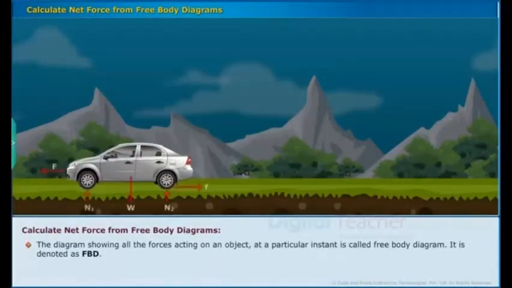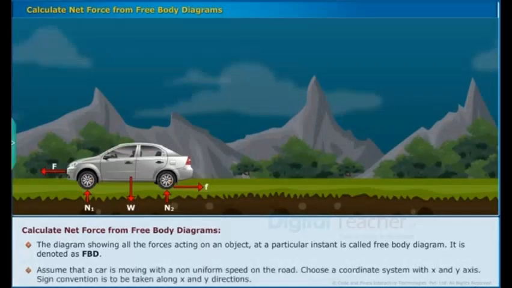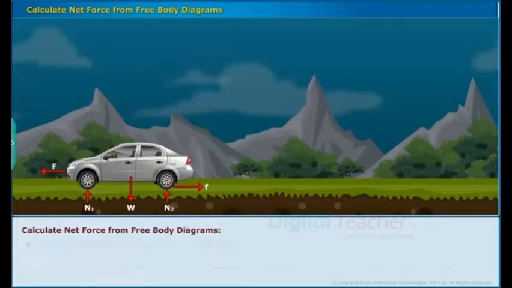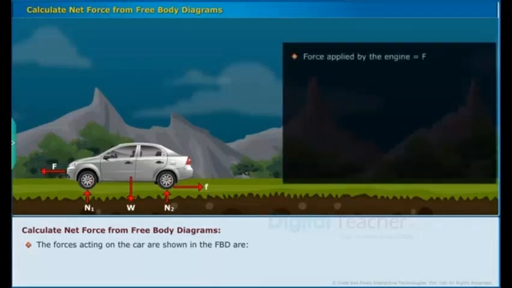Let us calculate the net force from free body diagrams. The diagram showing all the forces acting on an object at a particular instant is called a free body diagram. It is denoted as FBD. Assume that a car is moving with a non-uniform speed on the road. Choose a coordinate system with X and Y axis. Sign convention is to be taken along X and Y directions. The forces acting on the car are shown in the FBD.